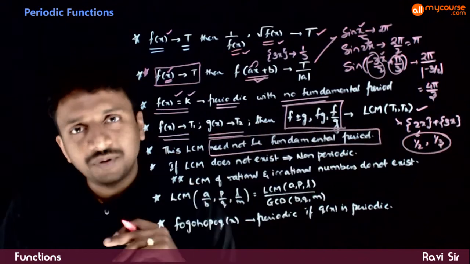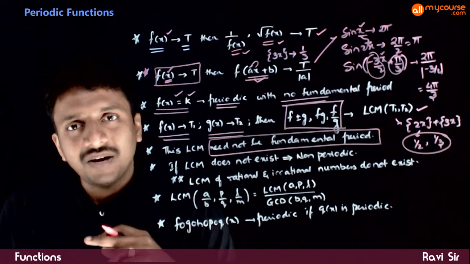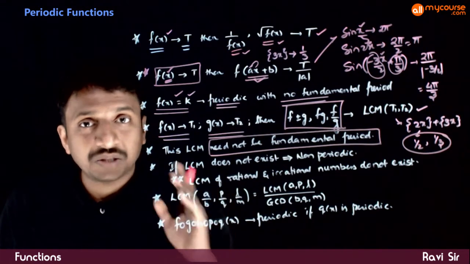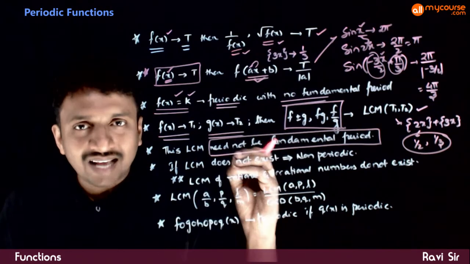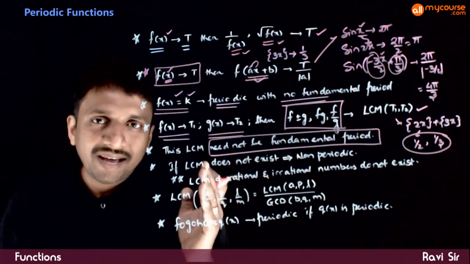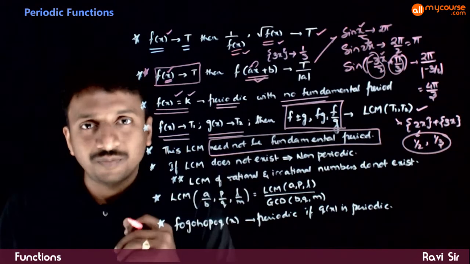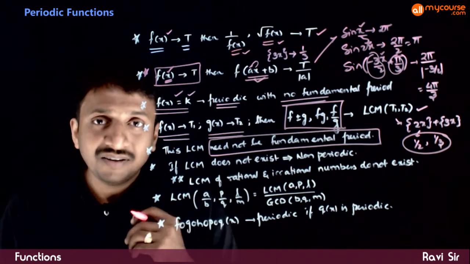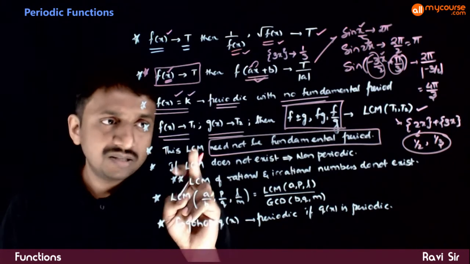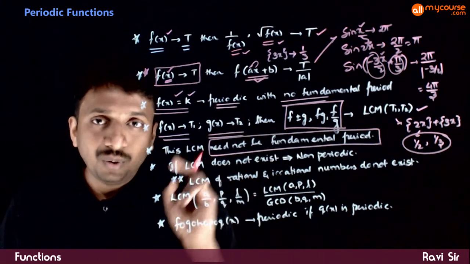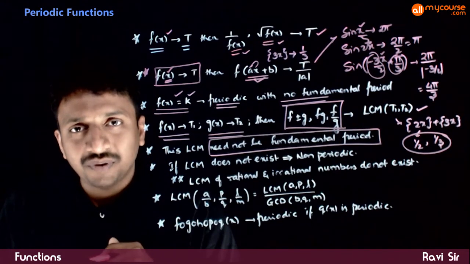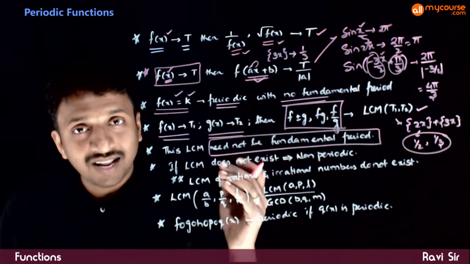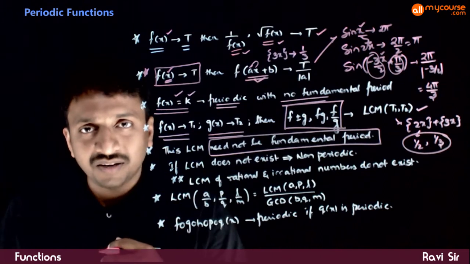So whatever LCM you get, it need not be the fundamental period. It need not be the lowest period. You get some value of the period. So taking that as the reference, you can go to smaller values of periods and check for the fundamental period. So the LCM, if you do, you get one of the periods, but it need not be the fundamental period. So you have to do further analysis to find the fundamental period.